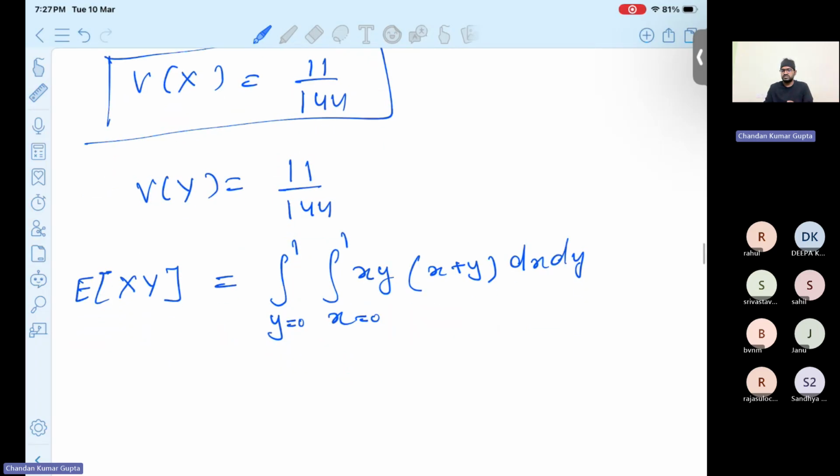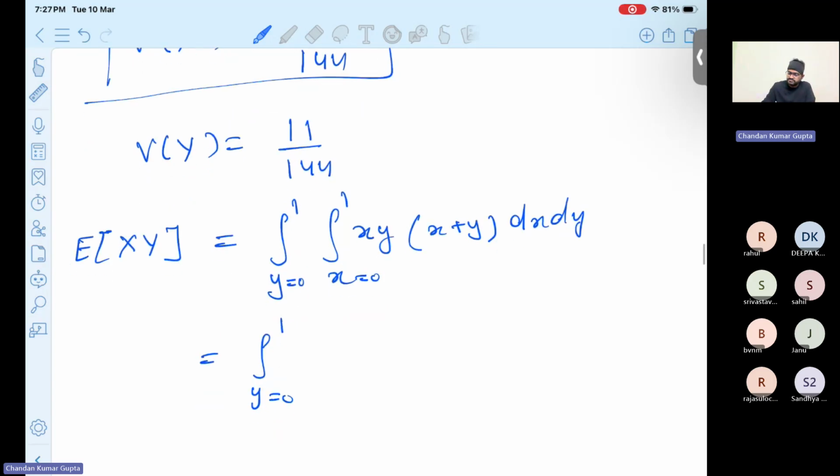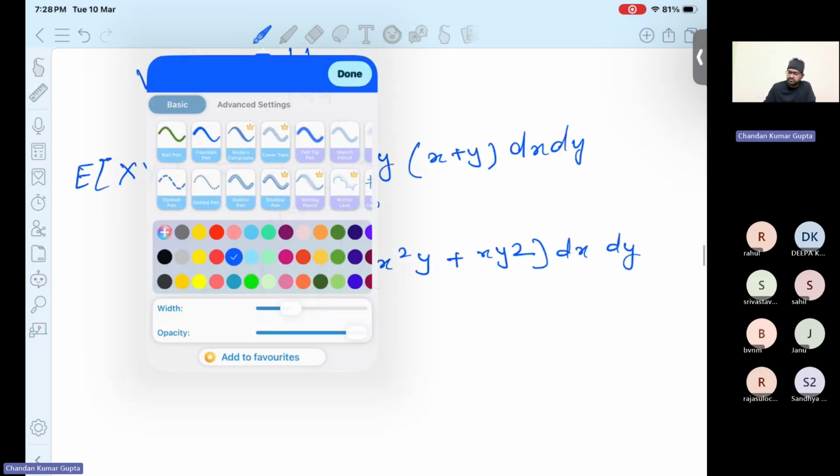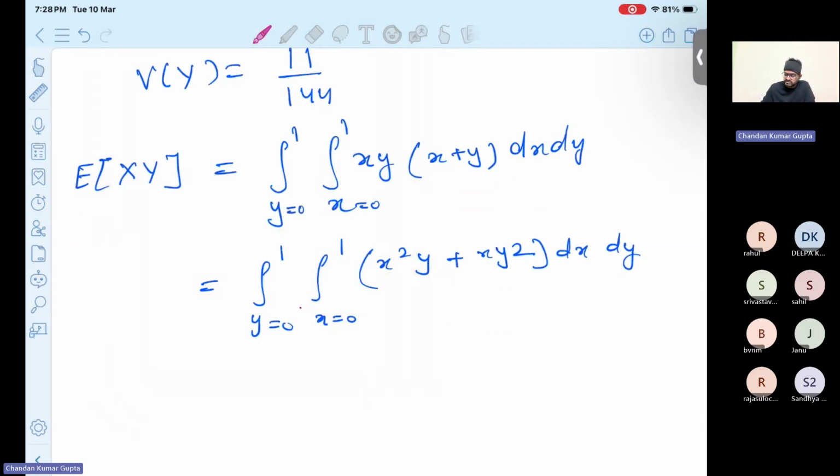Now first start by solving for x, then for y. So y from 0 to 1, x from 0 to 1. The integrand is x square y plus x y square, dx dy. Okay, so our first aim is to take these.